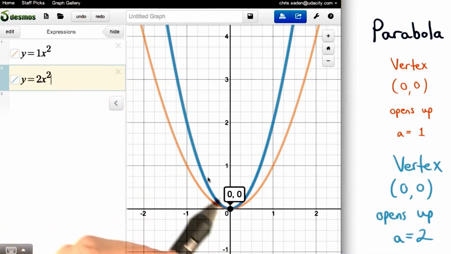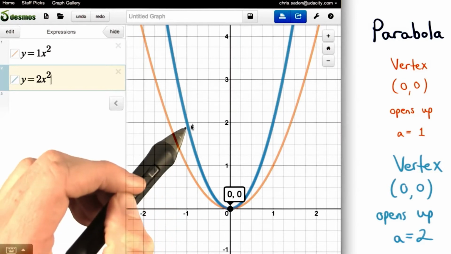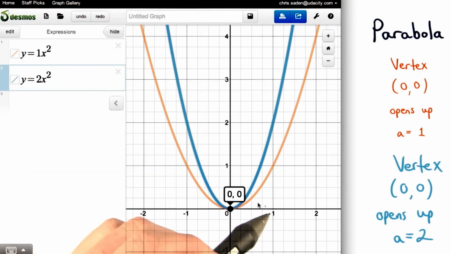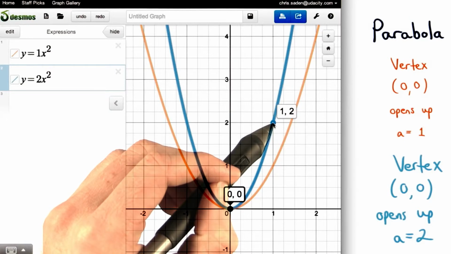So to get the basic shape of this graph, we'll move 1 unit left and 1 unit right from the vertex. Then we'll go a units up, in this case 2 units. So 1 unit left and 2 units up. This gives us our first point at (-1, 2). Then we can move 1 unit right and 2 units up to give ourselves another point at (1, 2).